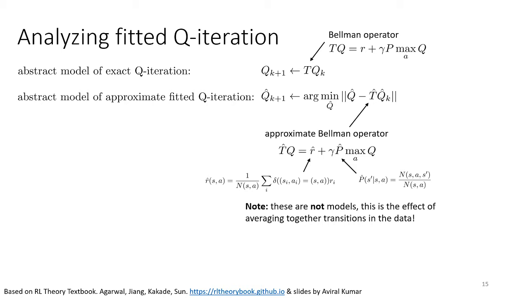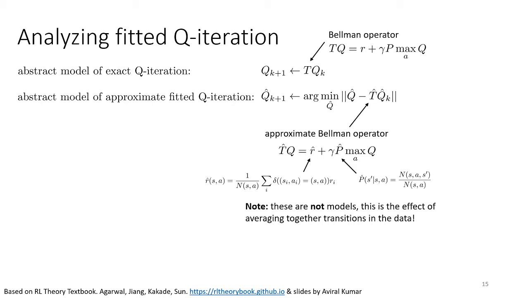Technically, this is what you would get if you were to average together all the target values for a given state-action tuple SA, right? So if you've seen a given SA 5 times and you average together the target values for those 5 instances of that same SA, you would get exactly the same thing as if you were to employ this version of R hat and P hat.